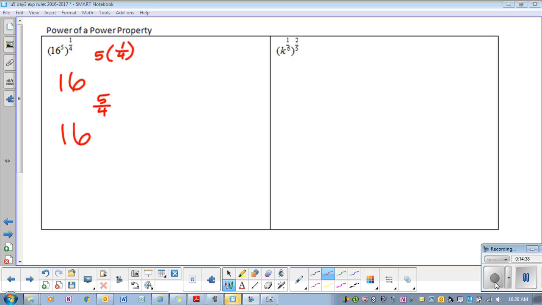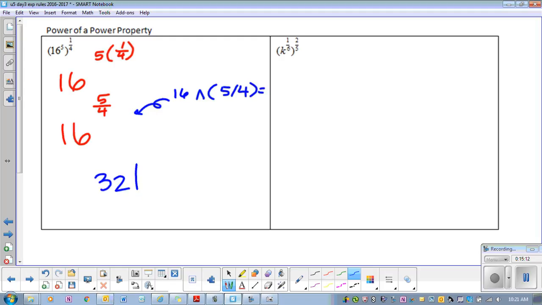But since you have all numbers, make sure you put it into the calculator and see if it gives you a nice non-decimal number. So in the calculator, you would put 16 to the 5/4 power. Do you get a non-decimal? If you get a decimal, you just leave it the way it is. 32? Yeah. All right, then it's 32, because you've got to simplify it, okay?